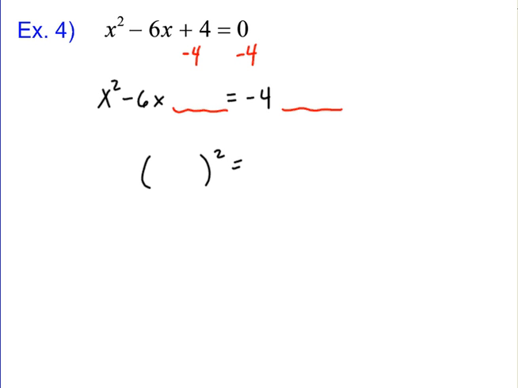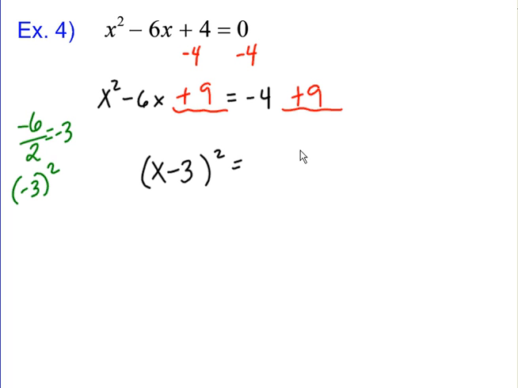So if we do that, we take negative 6 and divide it by 2. Negative 6 divided by 2 is negative 3. So we know that inside this parentheses, we're going to get x minus 3. Then we take that negative 3 and square it. That works out to be 9. So what we'll do is add 9 to both sides. Negative 4 plus 9 is going to give us 5.